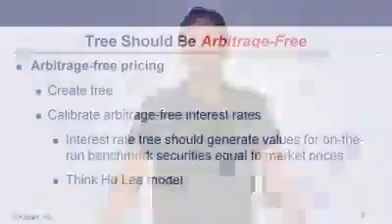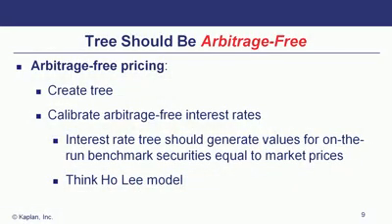But what we're doing is preparing for when we do have embedded options, and we have to allow for the fact that the exercise of those options is going to actually change the cash flows of the bond. So the tree should be arbitrage free. We create the tree and calibrate it to have arbitrage-free interest rates. These are just interest rates that should generate the values for the on-the-run securities, the most recently issued benchmark securities, usually Treasury securities, for each maturity class.